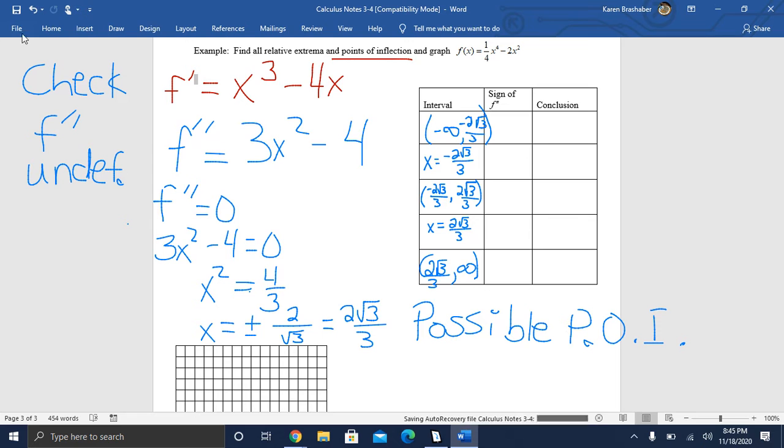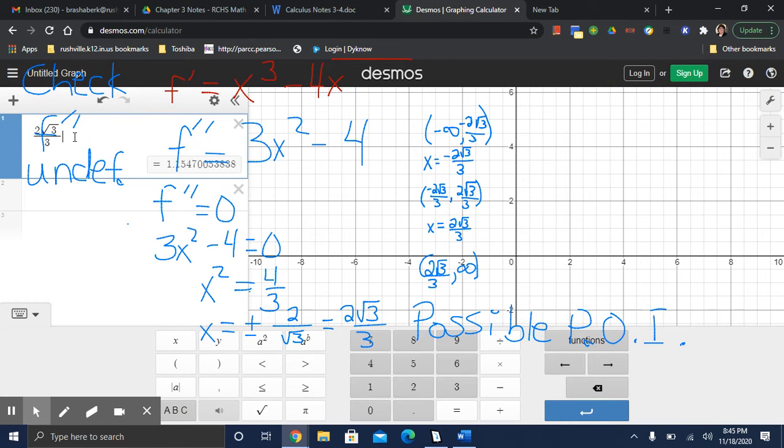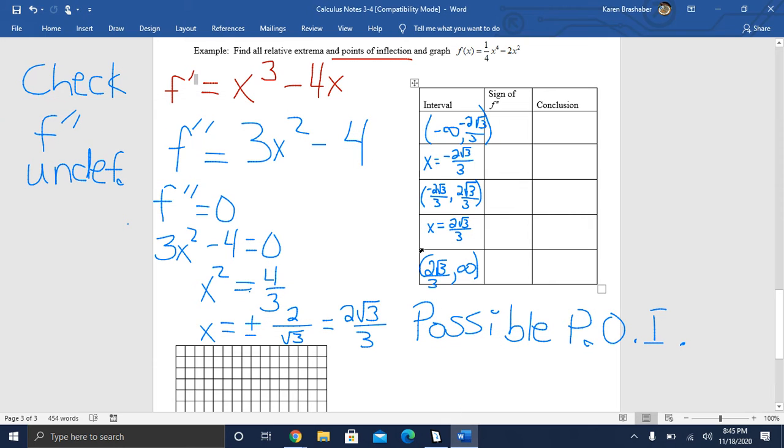Now, I did go ahead and check out what that decimal would be. So the decimal for 2 square root 3 over 3 is 1.15. So as we look at choosing a number between negative infinity and negative 1.15, you could use -2. You could use any number you want to. So if you didn't know what -2 square root 3 over 3 was as a decimal, you'd want to use something safe like -10 or some number that you know is definitely between negative infinity and that number.